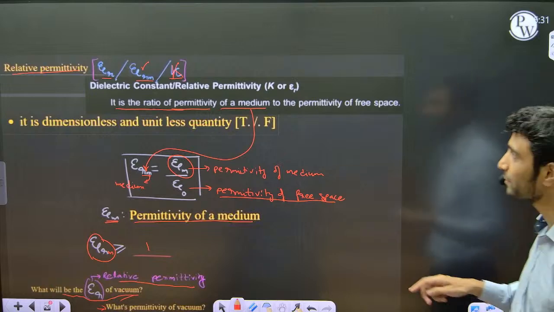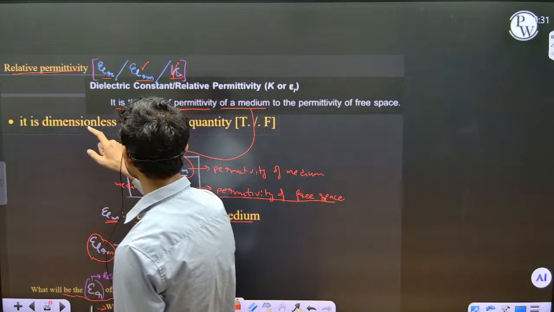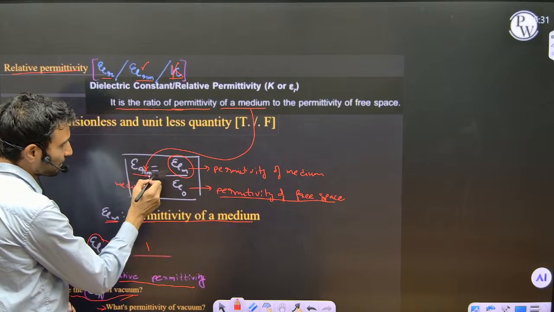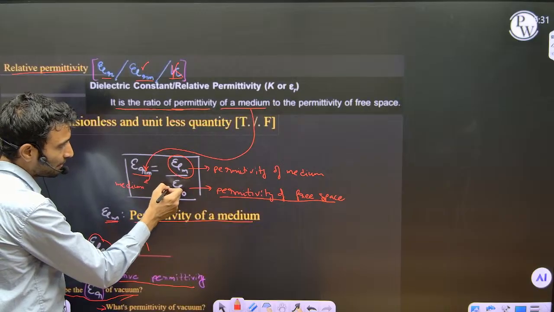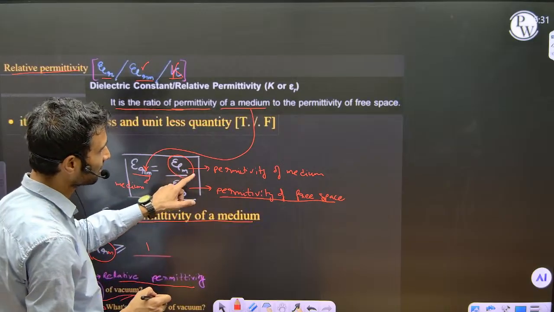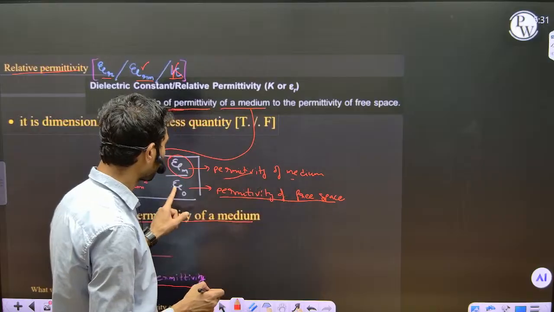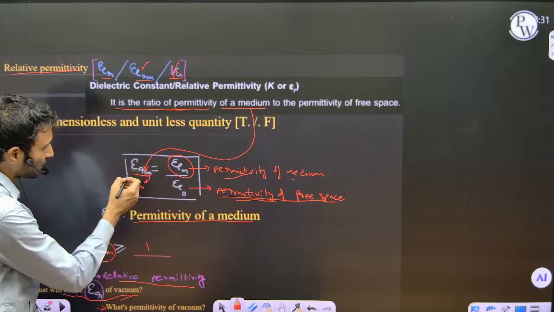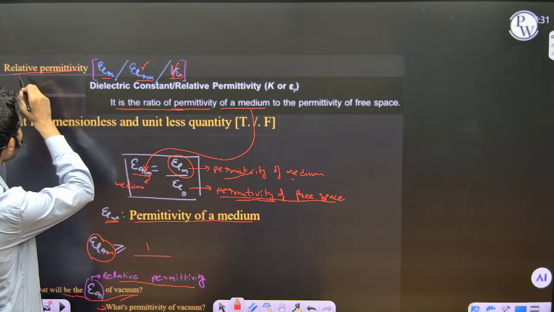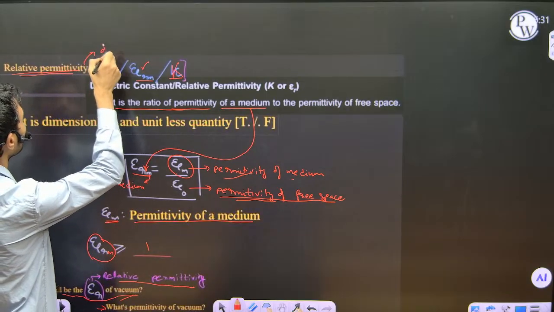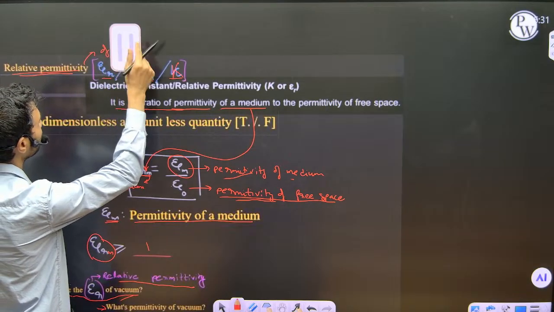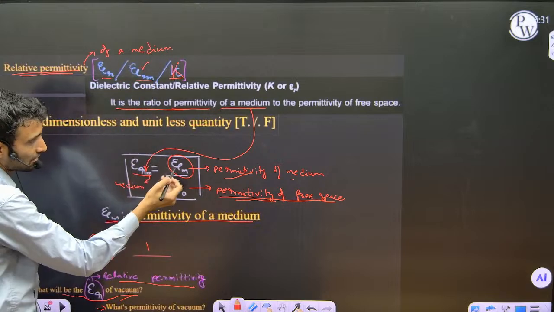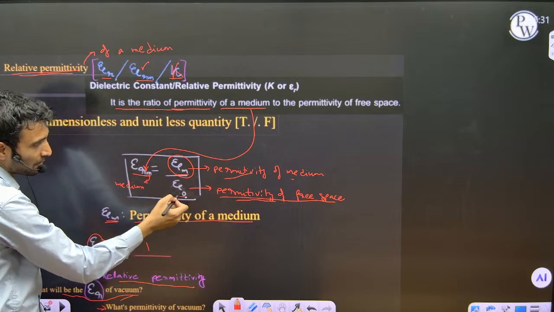So understood relative permittivity. As I said, relative permittivity is represented as epsilon rm, which is epsilon m divided by epsilon naught. Epsilon m is the permittivity of the medium, epsilon naught is the permittivity of free space. You take the ratio, and what you get is epsilon rm, the relative permittivity of a medium, which is the permittivity of the medium divided by the permittivity of free space.